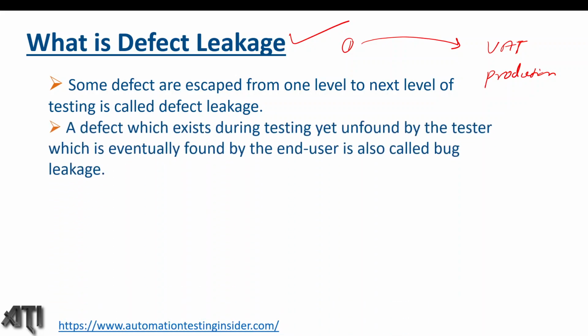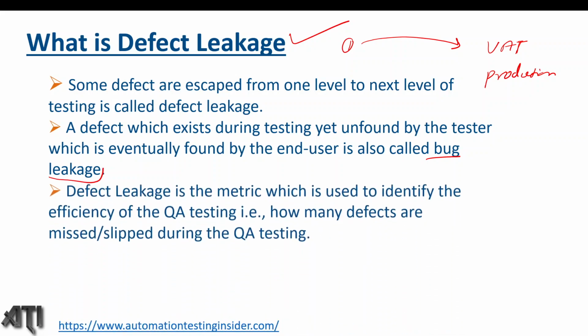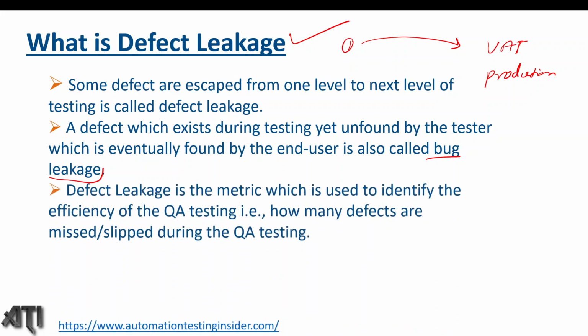In other words, a defect which exists during testing yet is unfound by the tester, and is eventually found by the end user, is also called bug leakage. So this is also called bug leakage, or simply defect leakage. Defect leakage is the metric used to identify the efficiency of QA testing, that is, how many defects are missed or slipped during QA testing. We use this metric to measure the efficiency of QA testing.